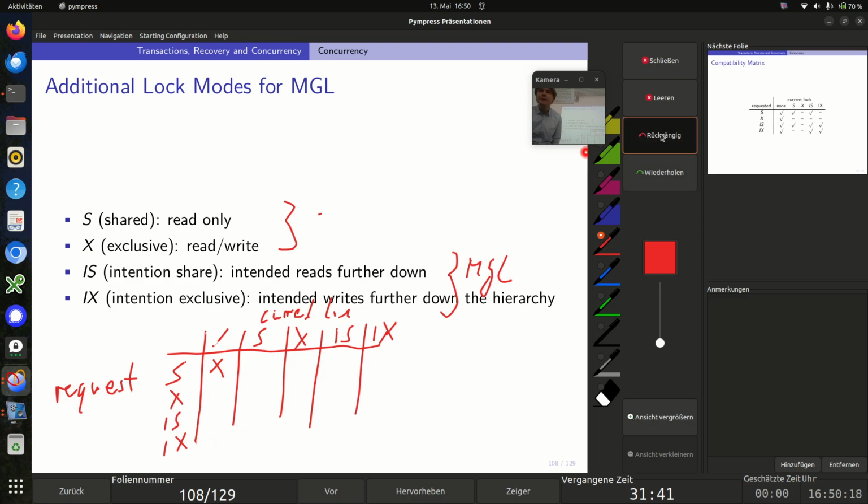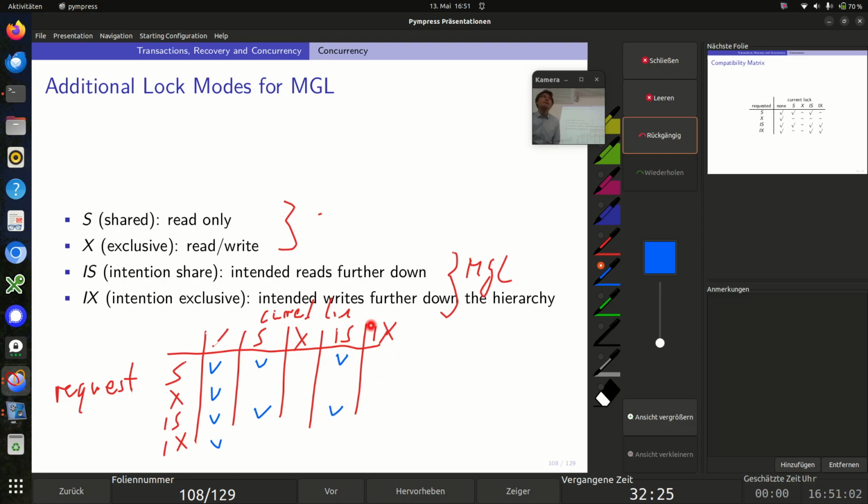Maybe use ticks. So here ticks works. Shared and shared, does it work? Yes, of course. Shared and exclusive, does it work? No. Shared and intentionally shared, you have seen, yes. And shared and intentionally exclusive does not. Exclusive and shared never works, so exclusive is never compatible with anything. Intentionally shared and shared works. Exclusive never works with someone else, and if there's intentionally shared, of course it works.